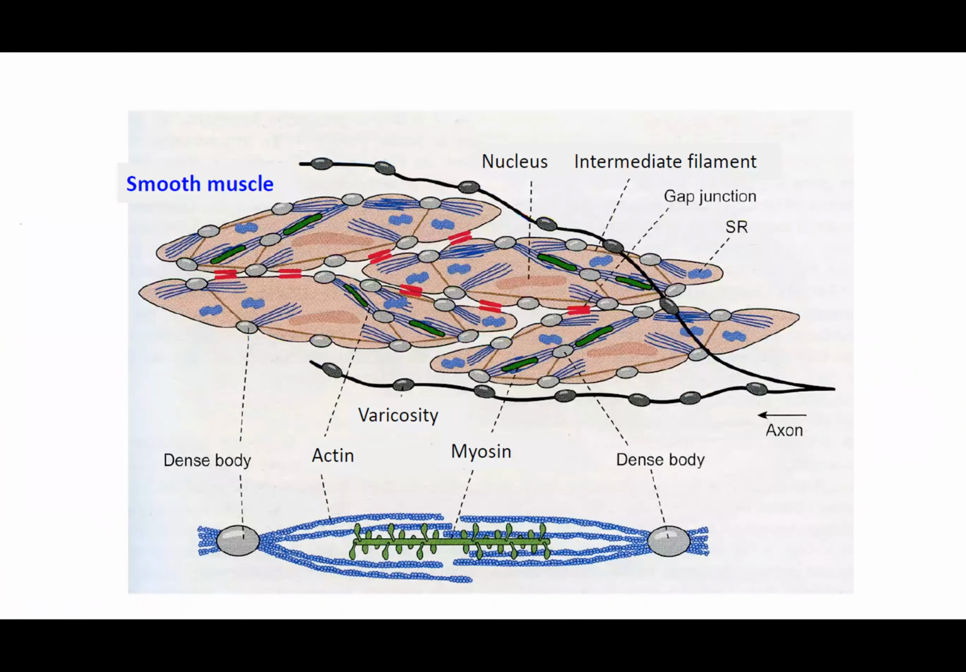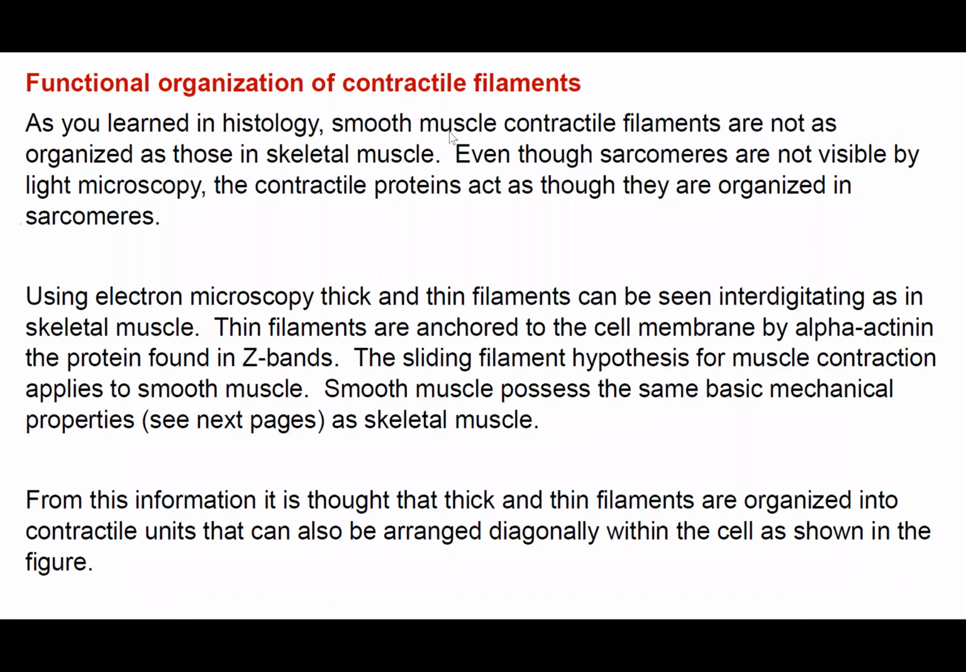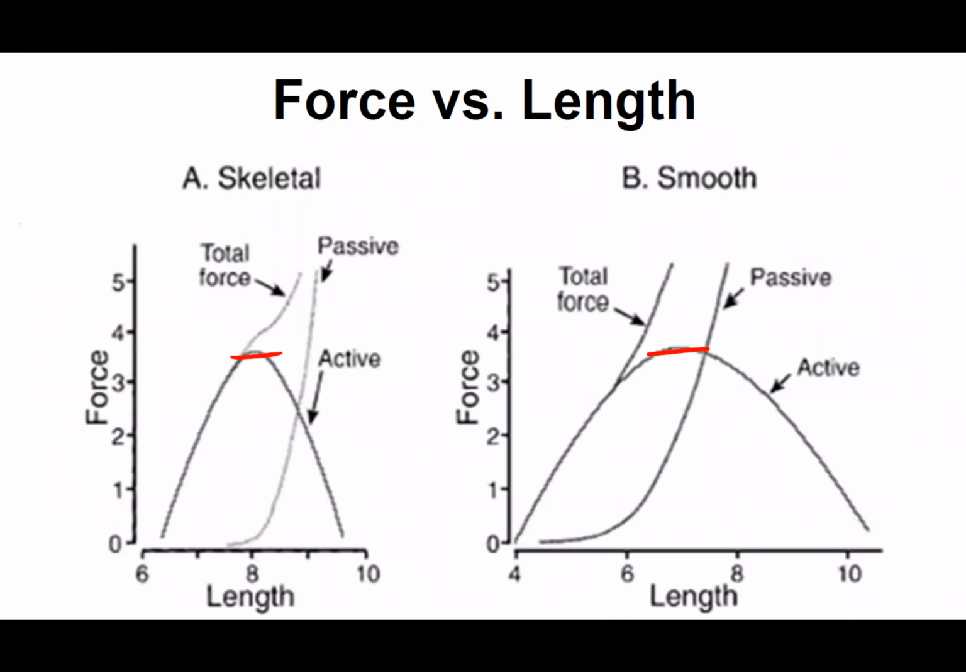Again, this is just a quick look at them. There's the myosin. This is the actin. This is the dense body, which is the equivalent of the Z disc. Cool. Now, finally, I want to discuss these two curves very quickly.